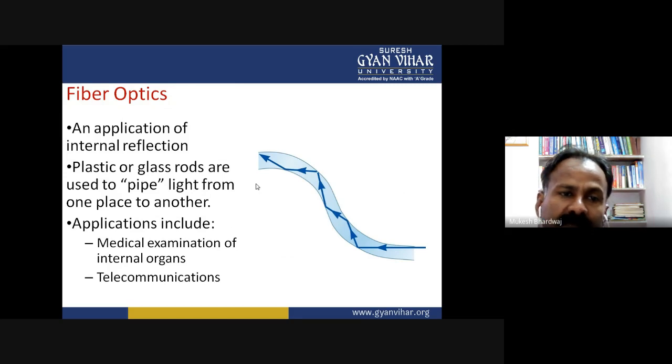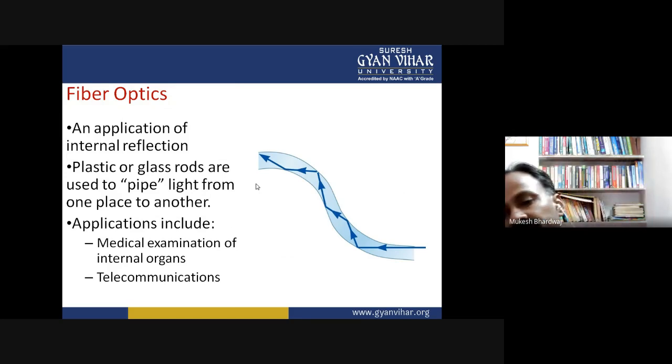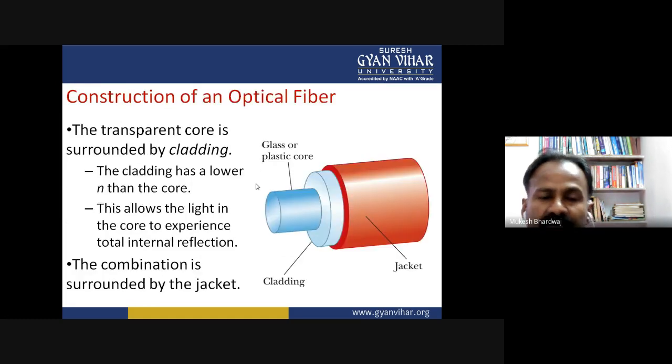Fiber optics, an application of internal reflection. The basic working principle of fiber optics is total internal reflection. Plastic or glass rods are used to pipe light from one place to another. Applications include medical examination of internal organs and telecommunication.